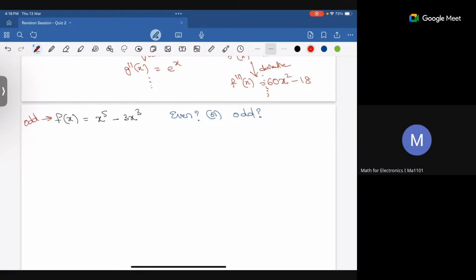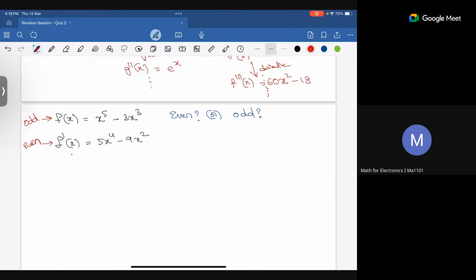When I take the derivative of this function, what is happening? 5x⁴ minus 9x². Now, what is happening to the f'(x) function? Is it again the same question, even or odd? Even function. Now it's even. So you see, if your function f is an odd function, then when you take the derivative, it will not have the same property. The property will be changed. If it is even, it comes to odd.